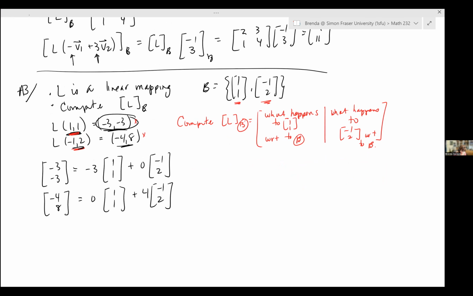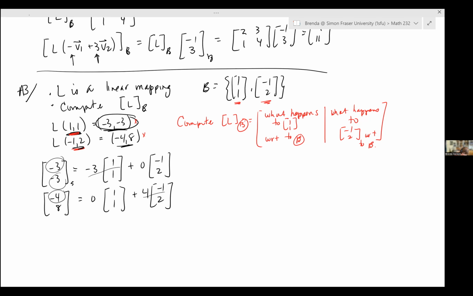Okay, so we can check that these are correct. Like you can just read across here, -3 is -3, and then -3 is, well, -3 again, and then here -4, I have -4, and then 8, I have 8.